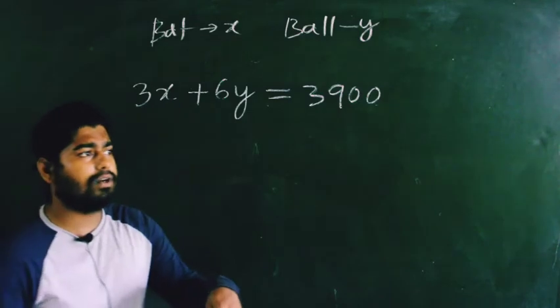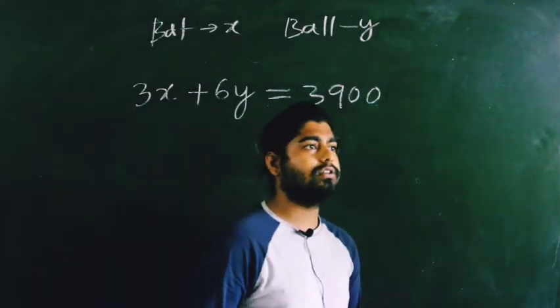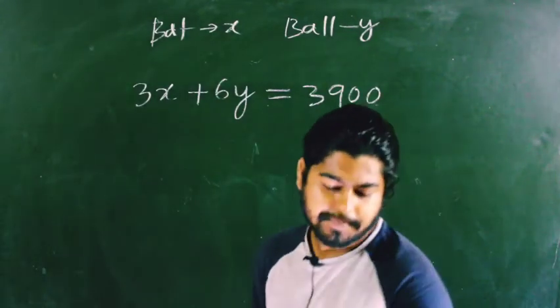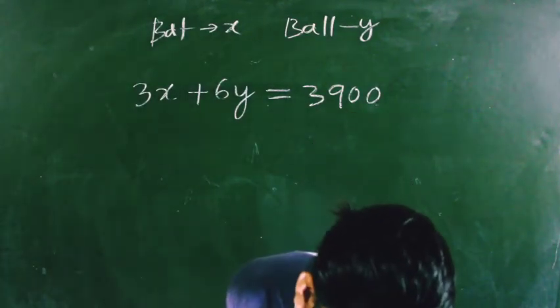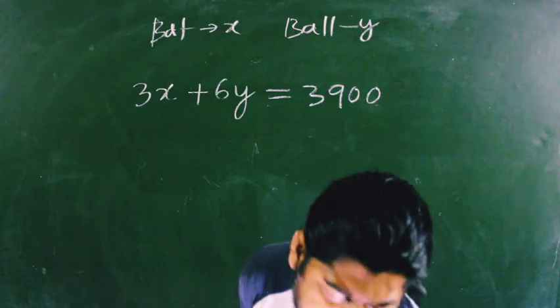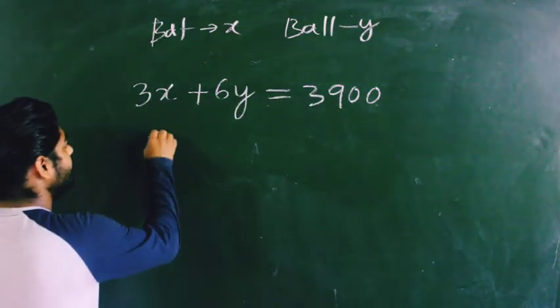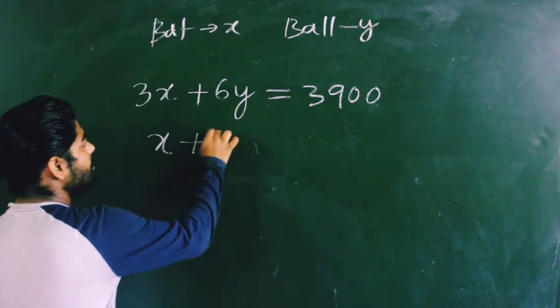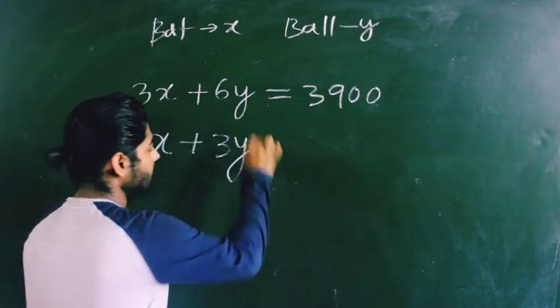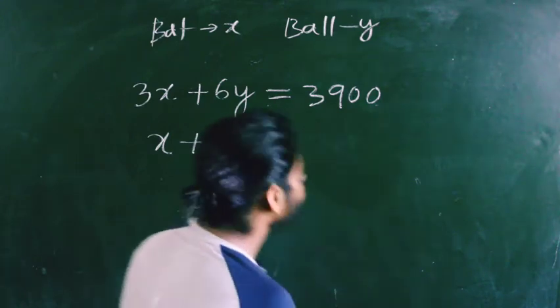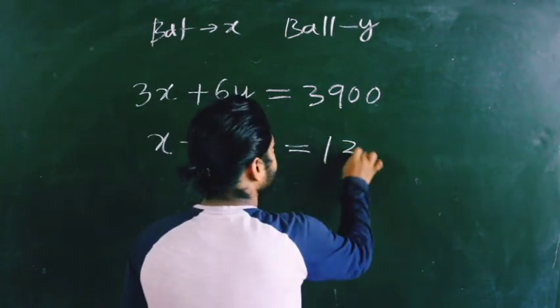In the last section of the question, you will find that she buys another pair of bat and ball. Another bat and 3 more balls. So she bought only 1 bat and 3 more balls for rupees 1,300.